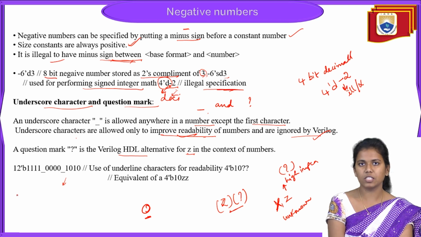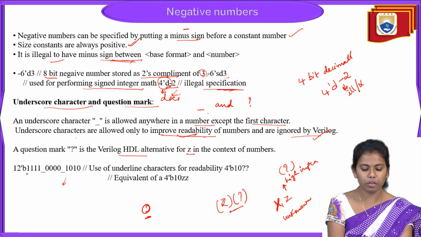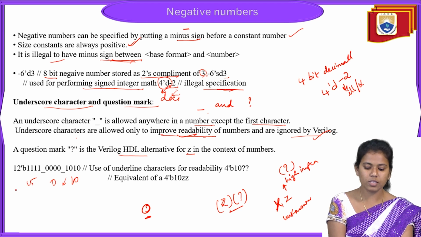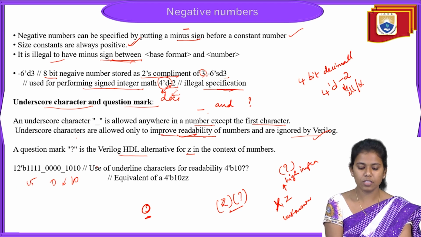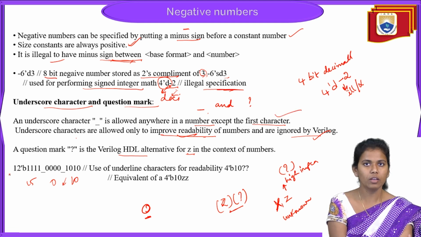For example, in this particular thing you see a 12-bit hexadecimal 1111 underscore 4 zeros underscore 1010. 1010 is 10, and 1111 is 15. So this is how we are using the underscore. As I said, the underscore is not expected as a first character. Nowhere do you see an underscore at the first character. In between you can use it.